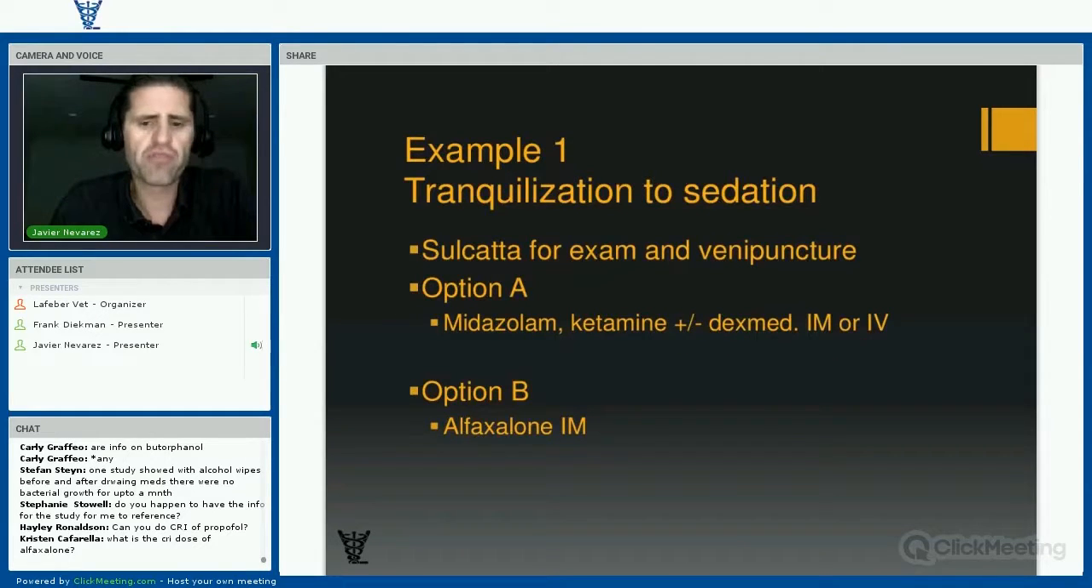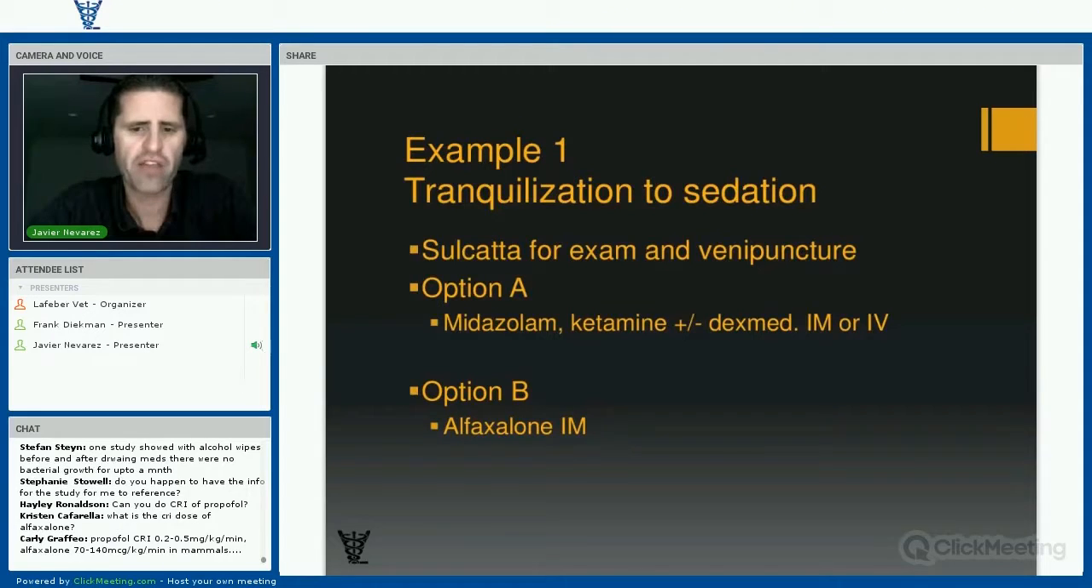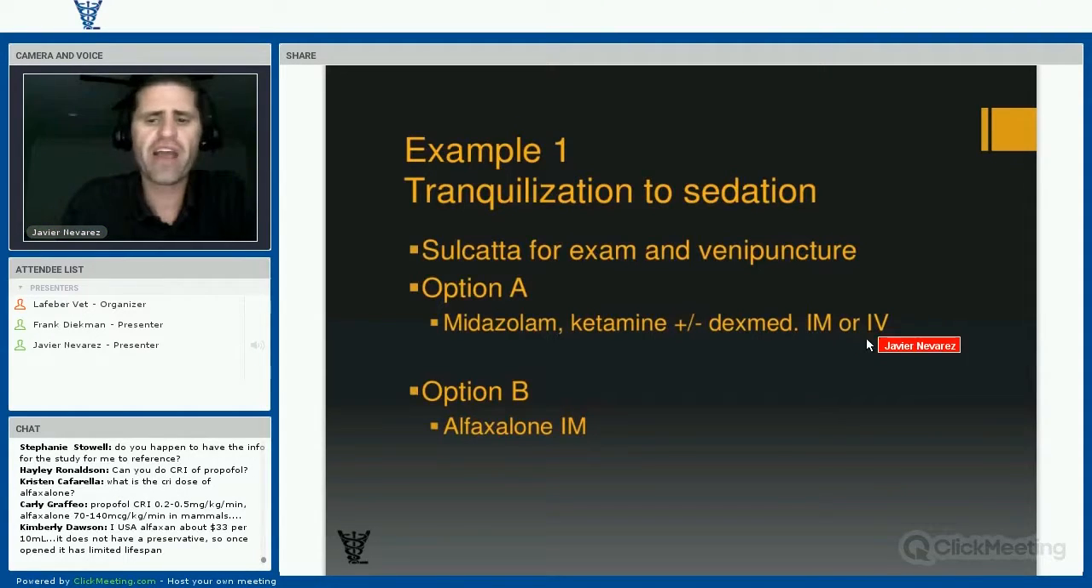If you use all of these at very low dosages, okay, and you give that IM, you're going to get just a tranquilization or sedation, not necessarily a full anesthesia, especially in a big sulcata like this, okay? If you can get IV access, that's better, but obviously here, part of the reason we're doing this is that we need to get blood for venipuncture, and this animal is not being cooperative with us.